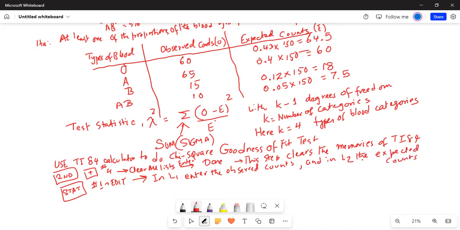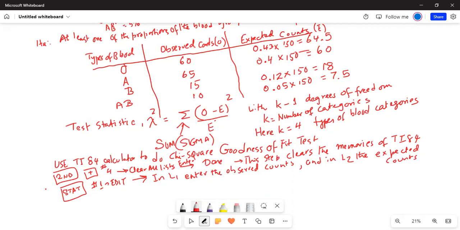Let's do L1 first, which is 60, 65, 15, and 10. Then press the right cursor key to move to the first line in L2, where we will enter the expected counts, which are 64.5, 60, 80, 18, and 7.5. So we have the observed counts in L1 and the expected counts in L2. O in L1, E in L2.